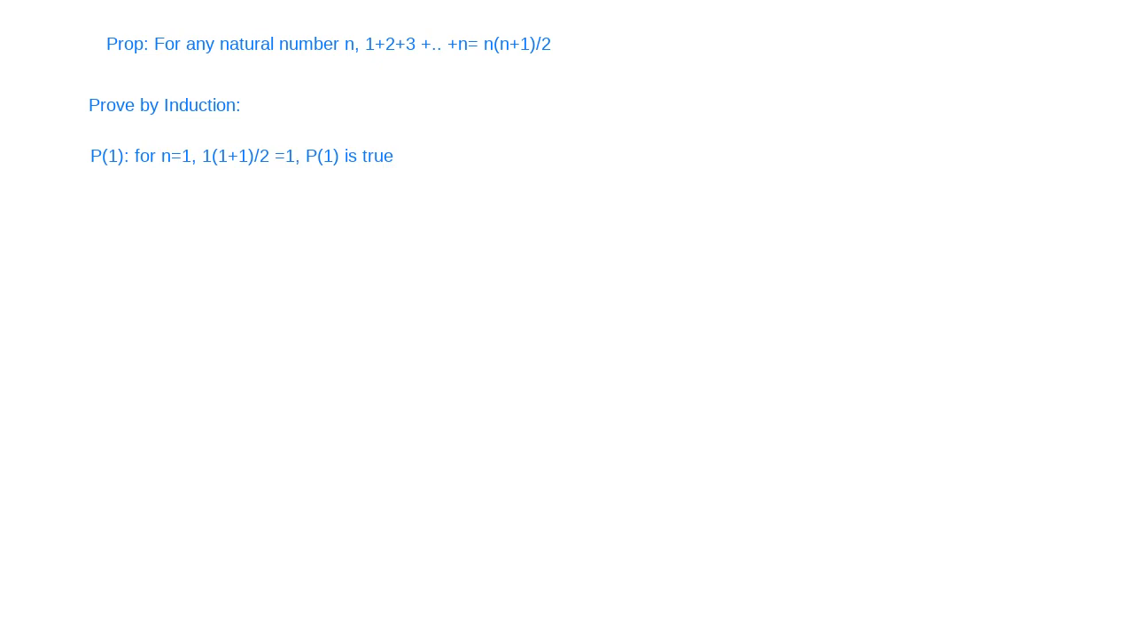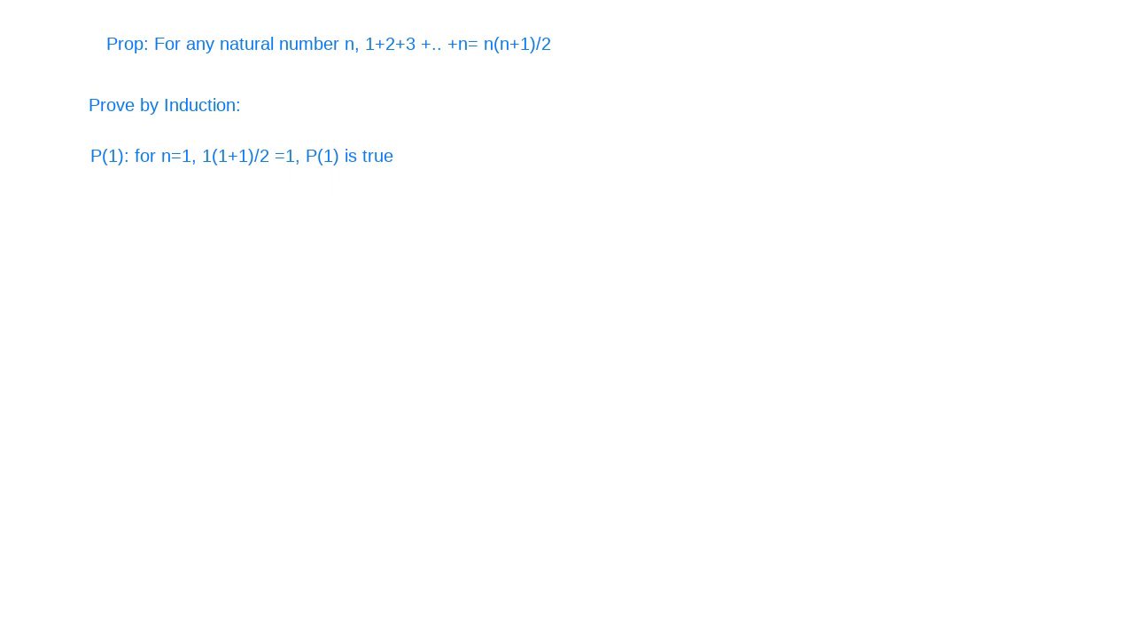And we prove the base case. Base case is n equals 1, because we're dealing with natural numbers. The smallest natural number is 1. So for n equals 1, we calculate this side: 1 times 1 plus 1 divided by 2 equals 1. So P of 1 is true, right? So it works for 1. So the proposition works for 1.